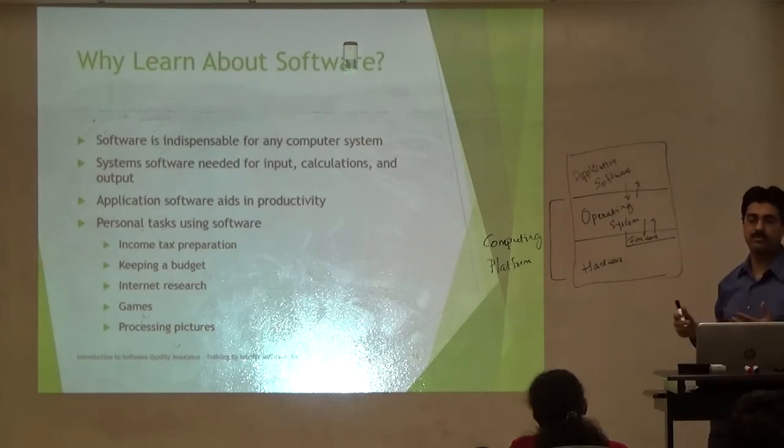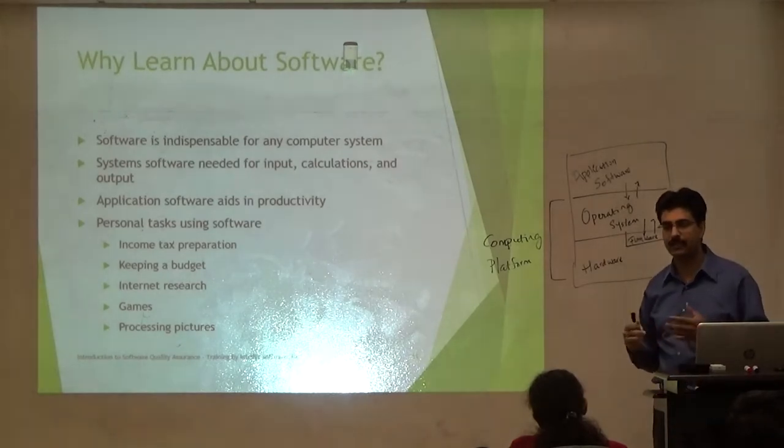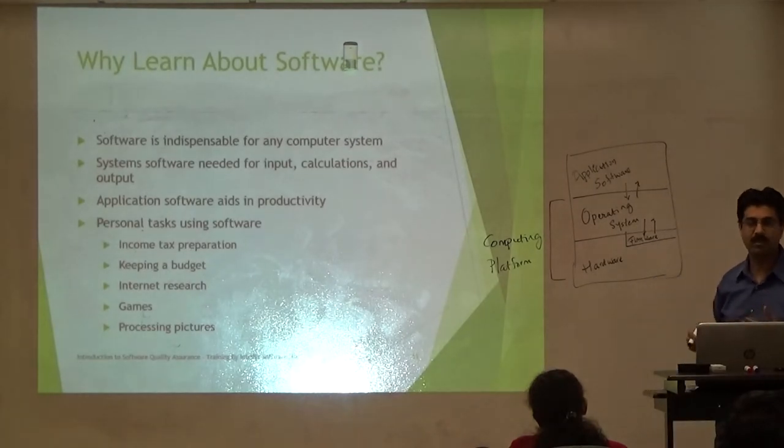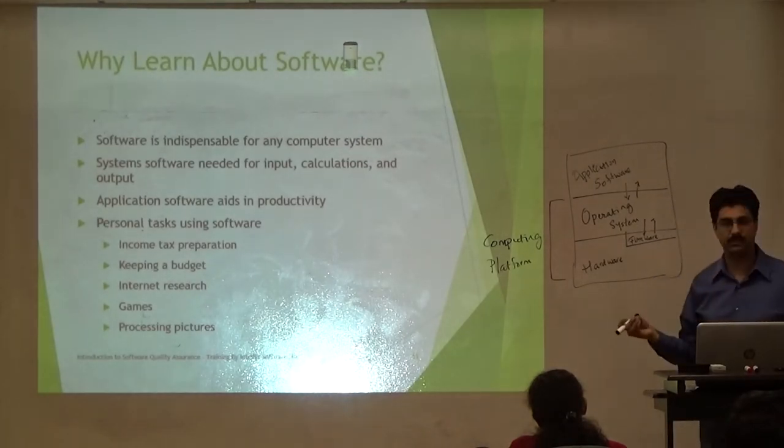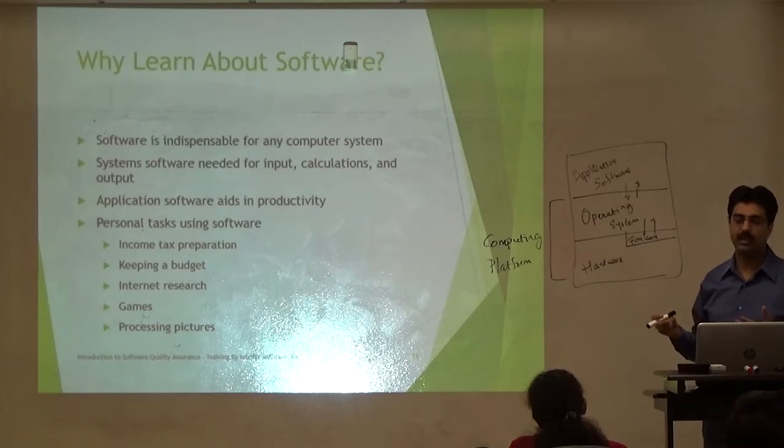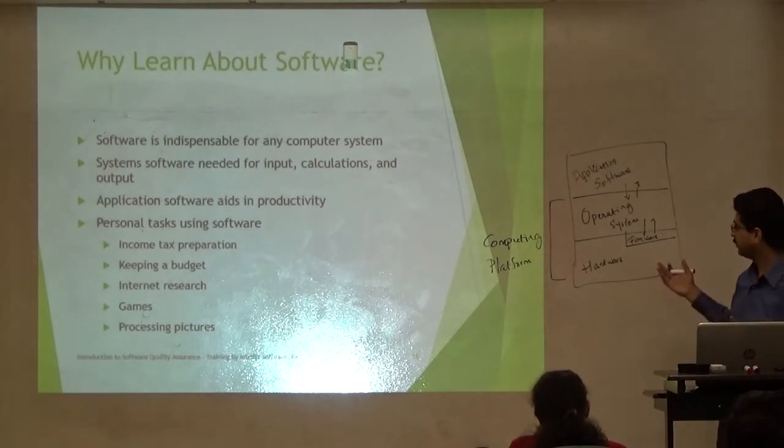Now, there are some systems you're going to find which are dedicated systems, not a more common everyday computing system. For example, in car manufacturing plants, there are robots which do the manufacturing. Those are specific systems with specific software. That's called a dedicated system.